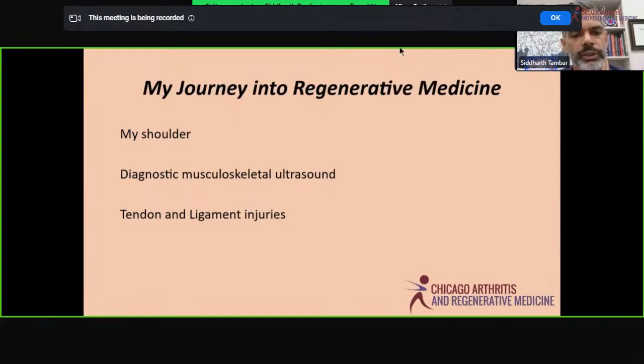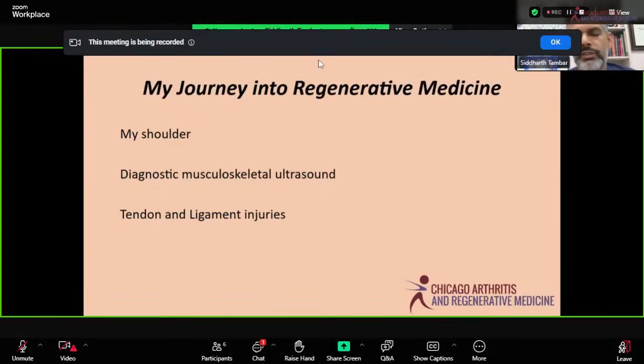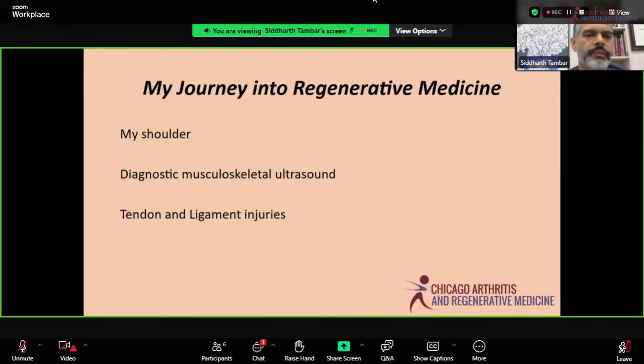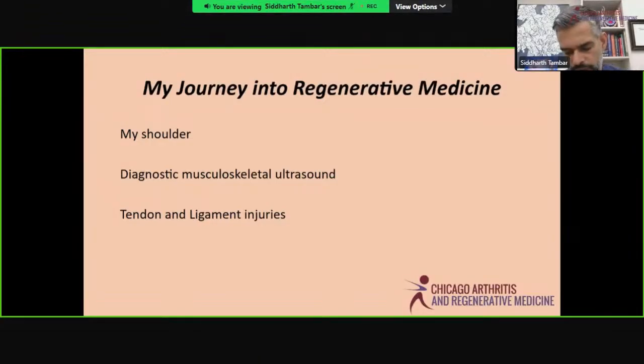My own personal journey into regenerative medicine starts with really my own shoulder. I played fairly high-level tennis when I was a teenager and never really had any shoulder problems. In my medical training, about 15 years after I'd stopped playing competitive tennis, I found that I had a little bit of a rotator cuff injury and started to learn more about those types of injuries, tendons and ligaments, and realizing that a lot of what we were offering patients was not really adequate.